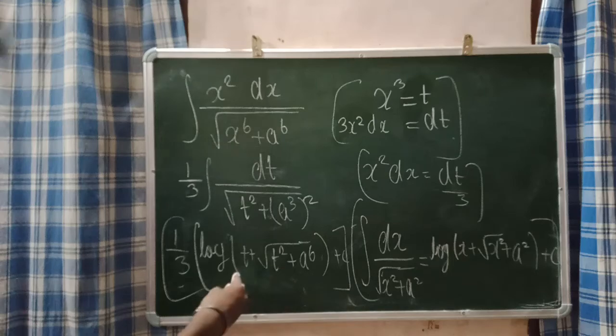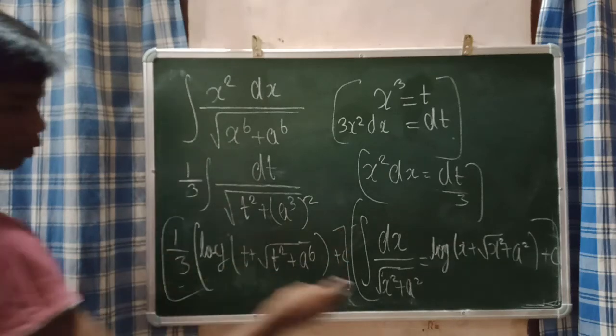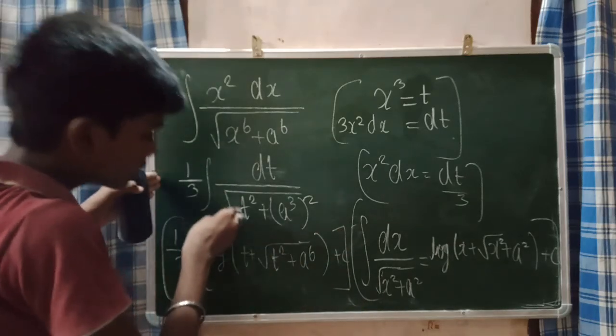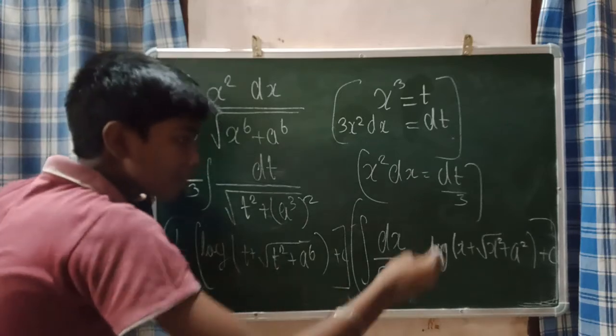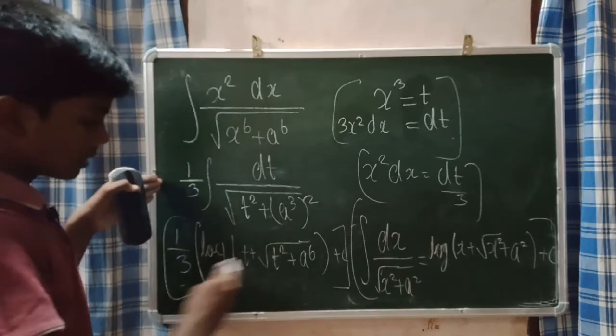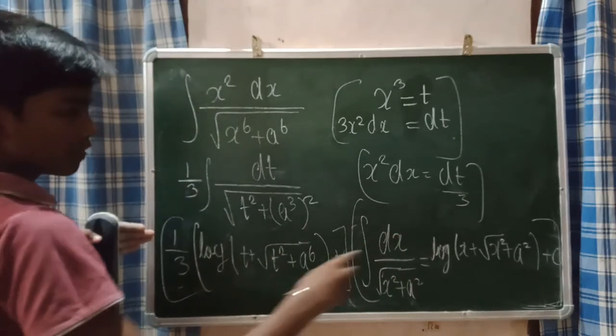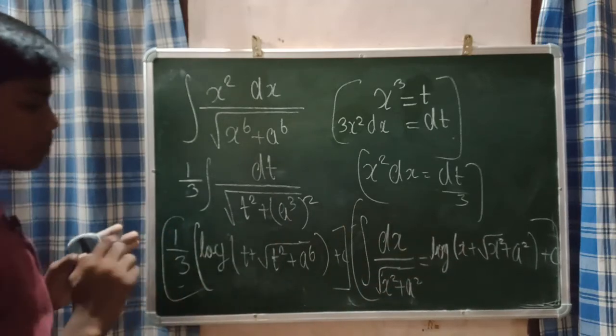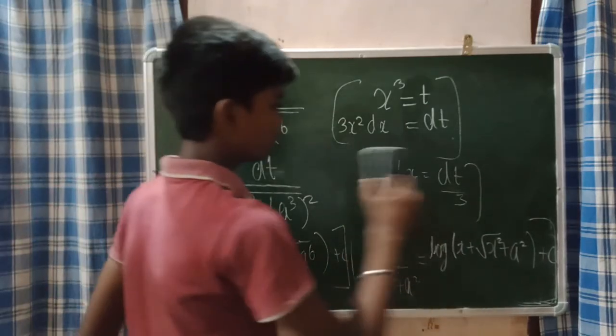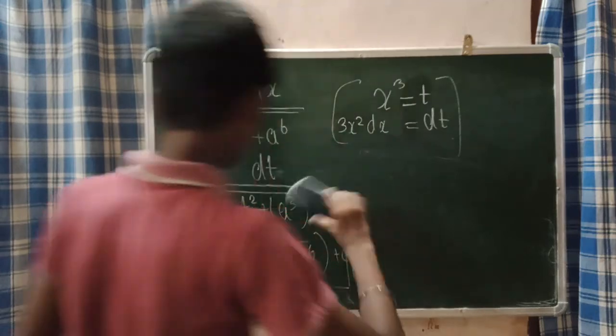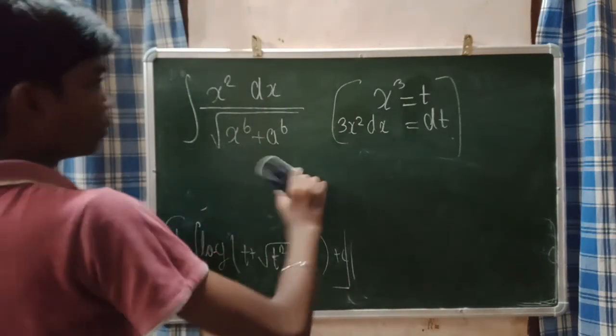So log of x. What is x? It is t, because the variable for this integral is t. This x is the variable for this standard integral. Then that is t plus root of t square plus a power 6. Now what value of t did we take? We took t as x cube.